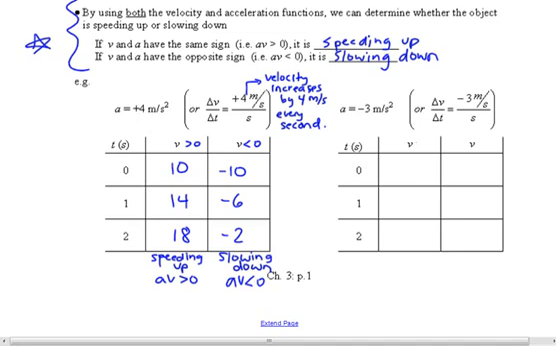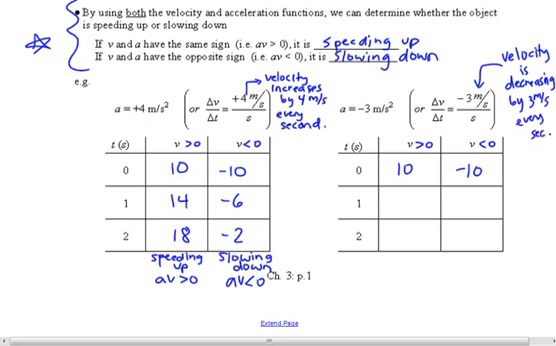Okay, again, let's do the same idea over here, starting at 10 and negative 10. So what does this mean? Negative 3 meters per second per second. So our velocity is decreasing by 3 meters per second every second. Okay, so at 10, what's happening 1 second later? What's our velocity? 7, 1 second later, 4.